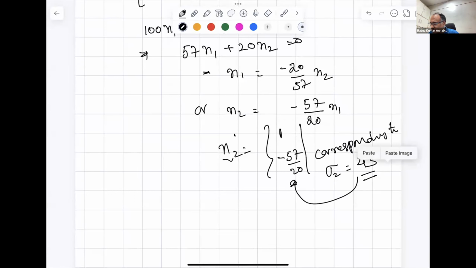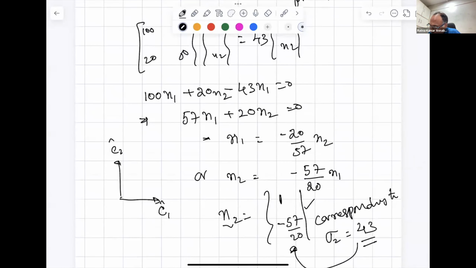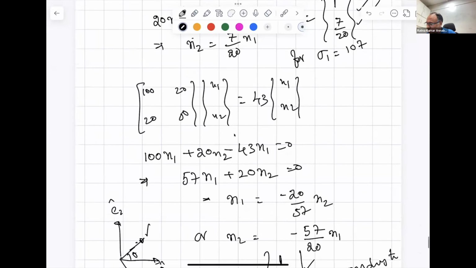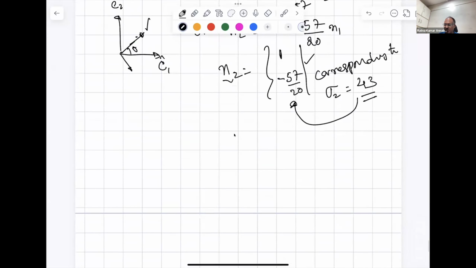That means the angle between our initial axes E1 hat and E2 hat. This is one vector. This is another vector. 1 and 7 by 20, so that will be somewhere here. And 1 and minus 57 by 20, so another one will be like this. The angle will be the angle between 1, 0 and this. Okay. So like that, you can calculate eigenvalues and eigenvectors, which will tell you the orientation of the principal stresses.